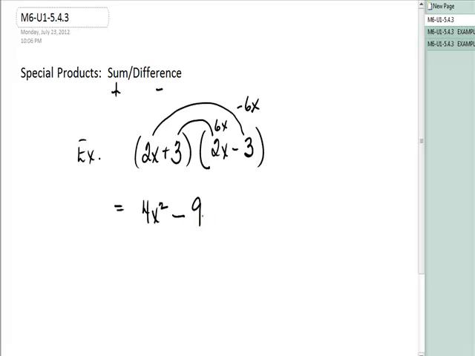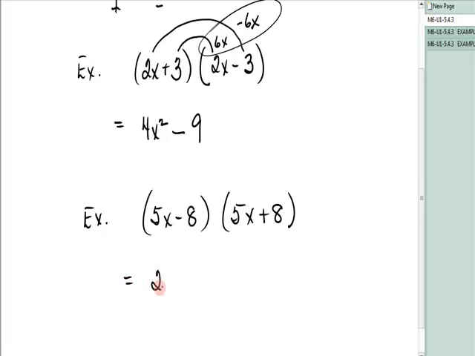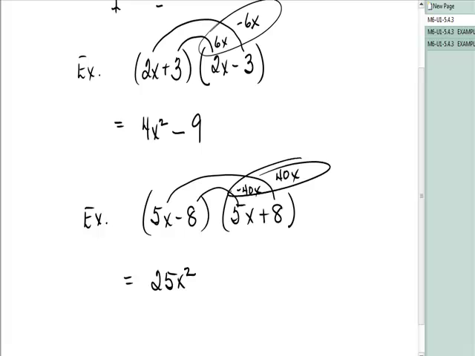Now, I'm really kind of asking you to take my word for it. Every time you multiply a sum and a difference product, this is going to happen. Let's look at least one more. Let's suppose I have 5x minus 8 times 5x plus 8. The product of the first is 25x squared. The outer product is 40x. The inner product is negative 40x. Well, those become 0. The product of the last is minus 64.